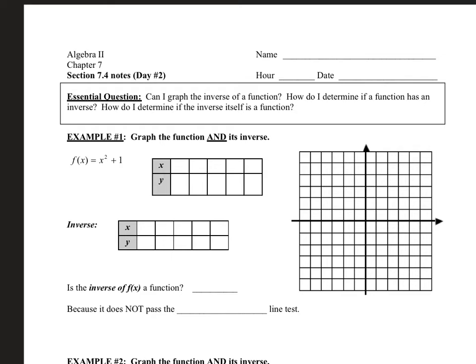All right, so you'll recall from whenever we did 7.4 Day 1, that the inverse is when you graph something over the line y equals x. So here's the line y equals x, kind of a rough sketch. It's a little off, but it'll work. This is y equals x.